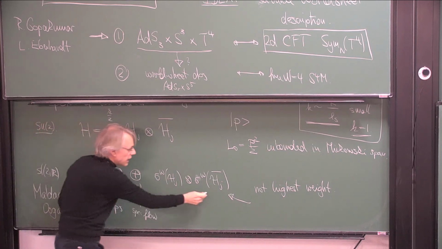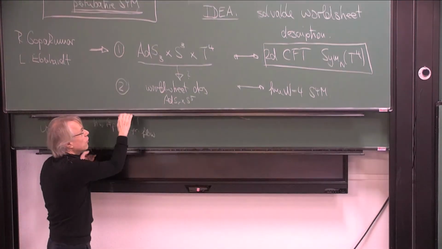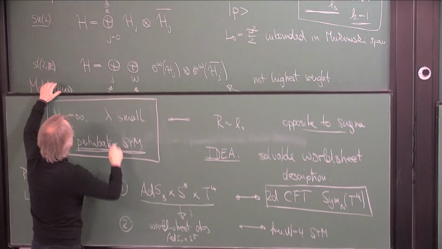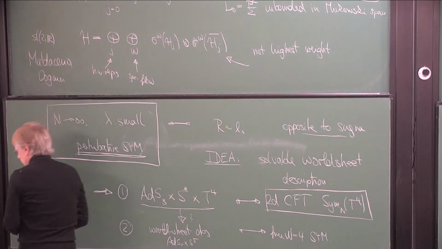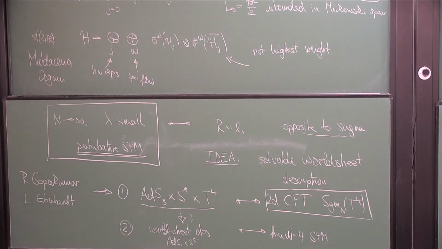So what is this funny set of representations you have to sum over? Well, the easiest way to describe them is using this spectral flow idea. So what is spectral flow?